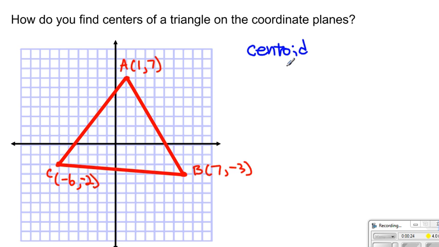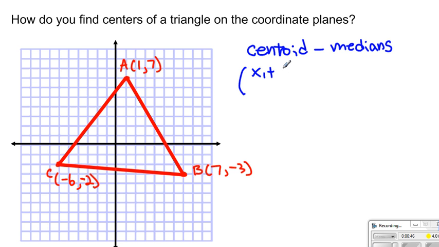The centroid is formed by having the medians intersecting at a point. But for now, instead of finding the equation of the median, we'd like to just use the formula for the centroid.